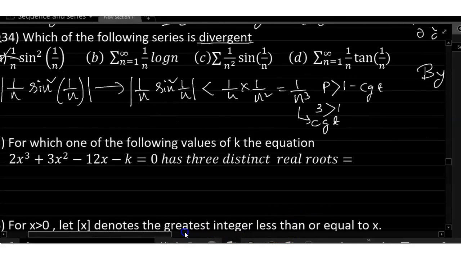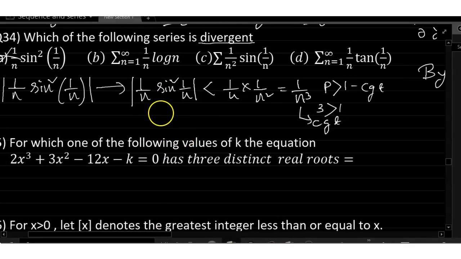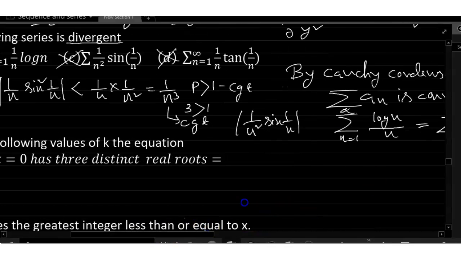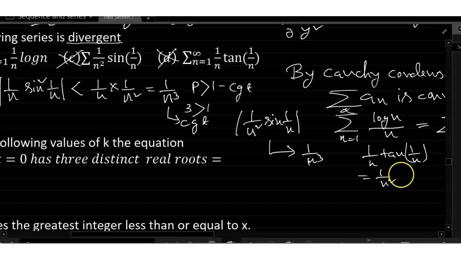So this portion is divergent, and similarly this portion is convergent, and this portion is also convergent because of square sine 1 by n; by comparison this is convergent. And 1 by n tan 1 by n behaves like 1 by n squared. This is also convergent. So friends, we get only one divergent.